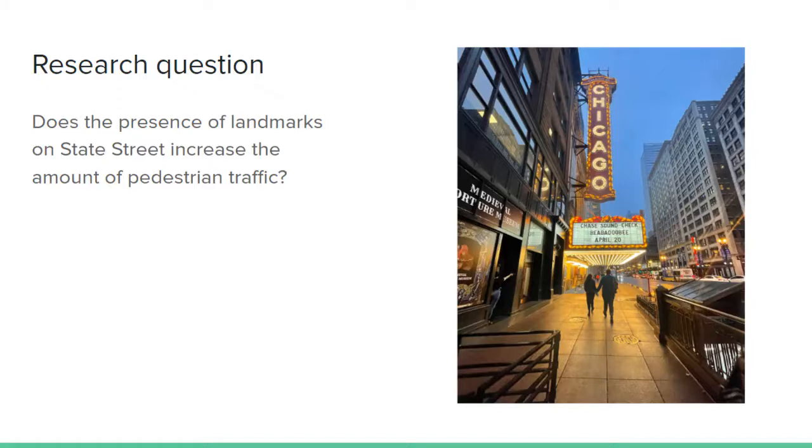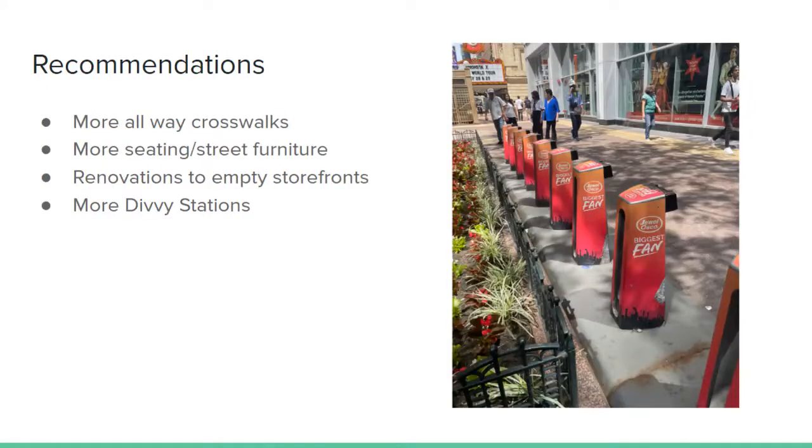State Street is a pretty nice street, but could use some improvement. Here's some recommendations that might improve State Street. My first one was having more all-way crosswalks like the one on State and Jackson. Having more of these would protect pedestrians and make them feel more comfortable and make crossing the street more efficient for them. I feel like some good spots to implement these would be State and Randolph or State and Washington, as those are some of the busier intersections on State.